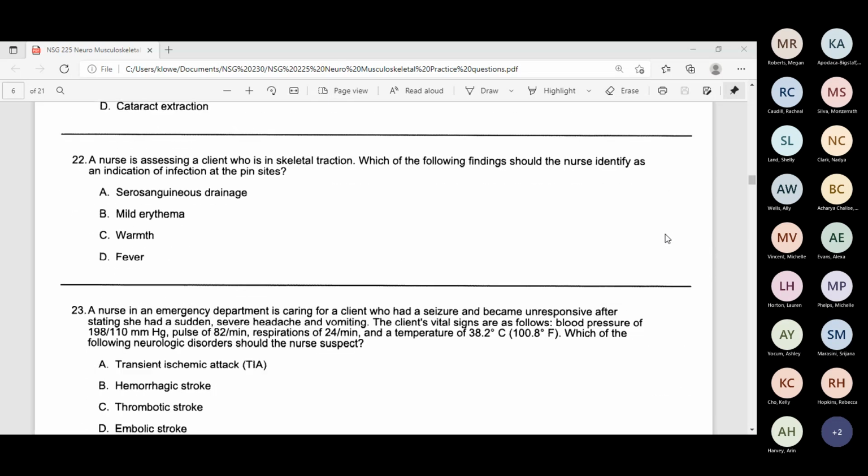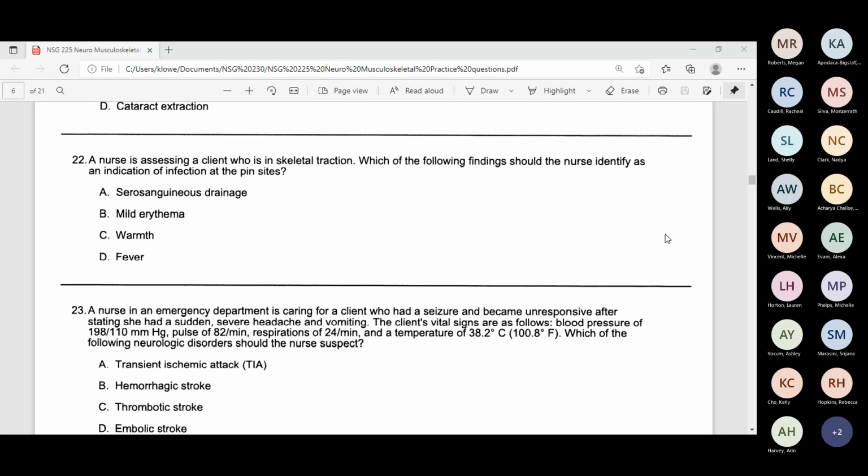A nurse is assessing a client who's in skeletal traction. Which of the following findings should the nurse identify as an indication of infection at the pin site? Warmth. So in this one, it's talking about an infection due to an open area. But think about all of those things as what would be a normal finding in a patient and what would be an abnormal finding.